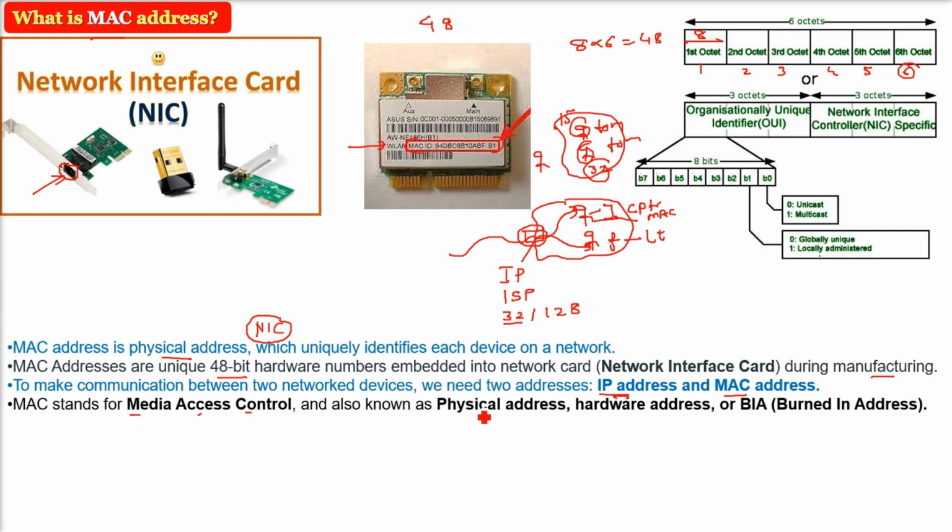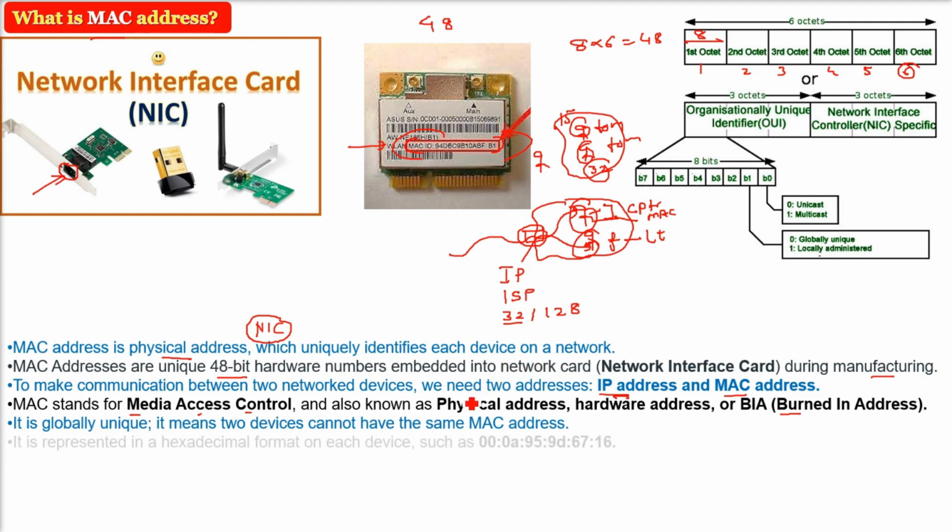Other names are also popular: physical address, hardware address, or BIA, burned-in address, because this is already embedded, burned into your network interface card, which I am highlighting again and again. Just like the 2 devices, as I told you about Tom, it is globally unique. The difference between MAC and IP is this only: MAC is unique.